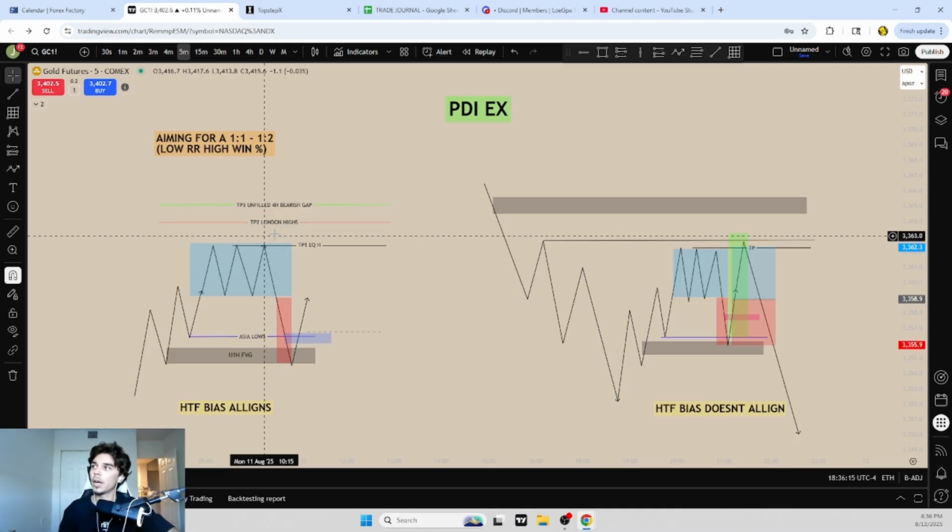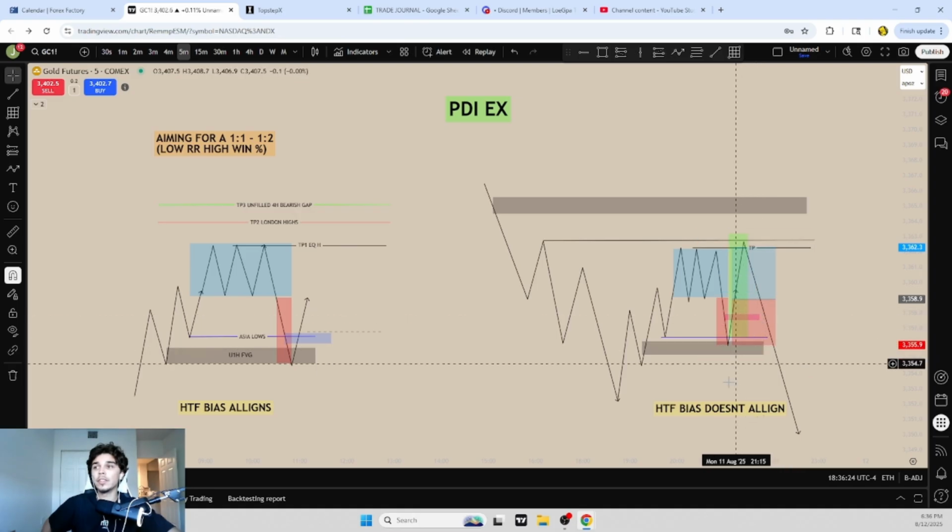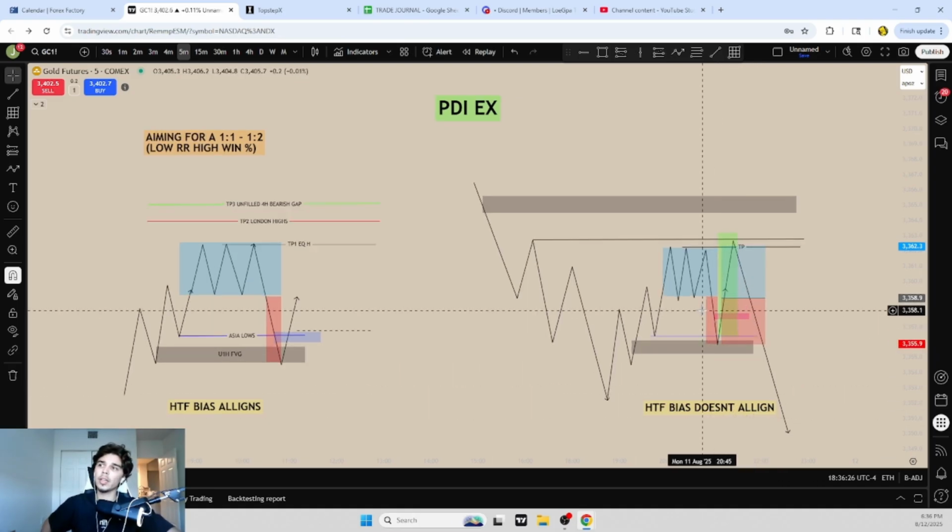In this example, we have take profit 2, which is London highs, and take profit 3, which is going to be this unfilled 4 hour bearish fair value gap. So we can set multiple take profits if our higher time frame bias aligns. Now, if it doesn't align, we're only taking 1 take profit.